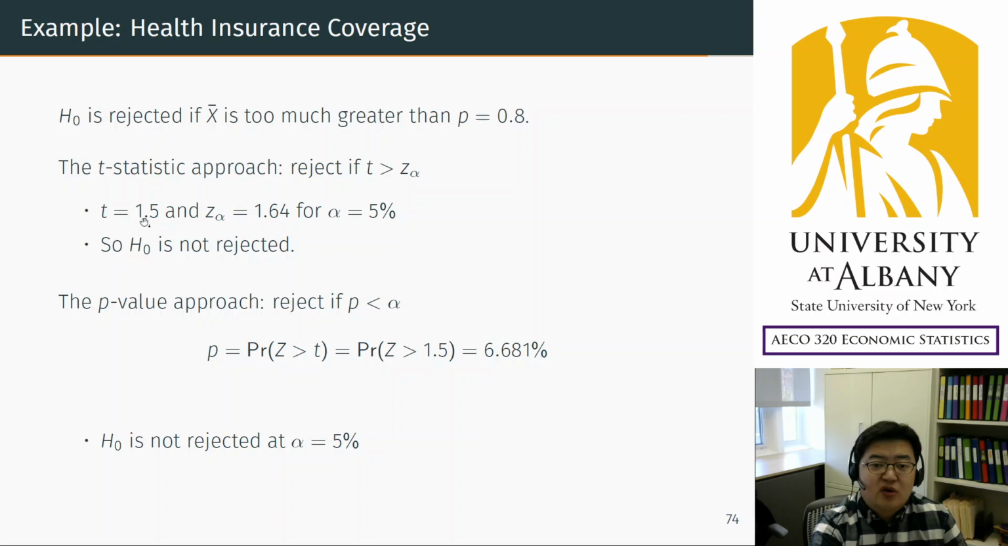Your t-statistic is 1.5, and in the t-statistic approach, you are going to reject if the t-statistic is too high. Because we are doing an upper tail test, we reject on the upside. So you just need to set the threshold, and the threshold for 5% in a one-tail test is 1.64. That means your t-statistic is not large enough to reject the null hypothesis. So H null is not rejected.